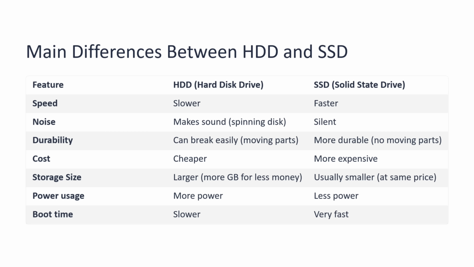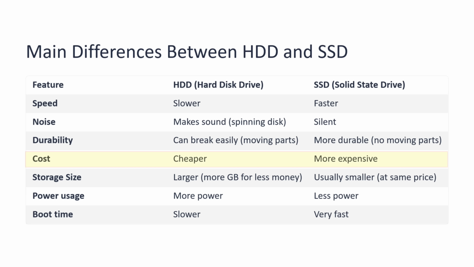Now we will see the main differences between HDD and SSD. In case of speed, HDD is slower, SSD is faster. In case of noise, HDD makes sound because it has a spinning disk, SSD is silent. In case of durability, HDD can break easily because it has moving parts. SSD is more durable because it does not have moving parts.